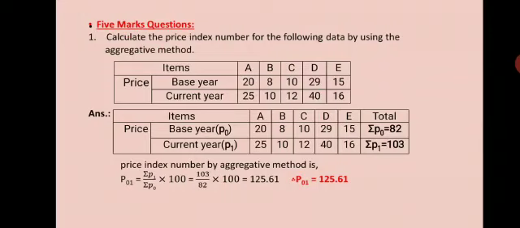Therefore, the price index number by aggregative method, we have the formula, that is P01 equal to summation P1 divided by summation P0 into 100, which is equal to summation P1 is 103 divided by summation P0 is 82 into 100. Simplify this further, then we will get the answer P01 is equal to 125.61.